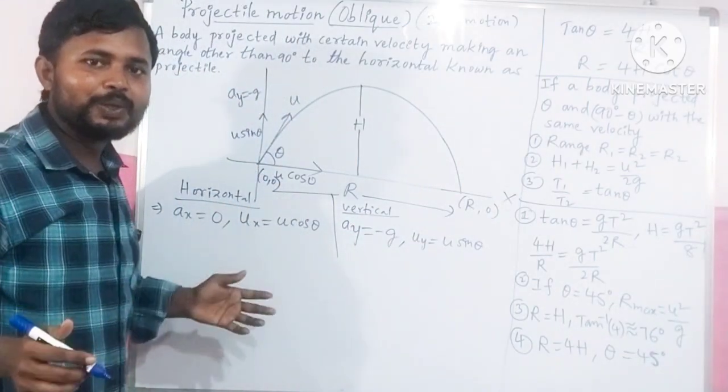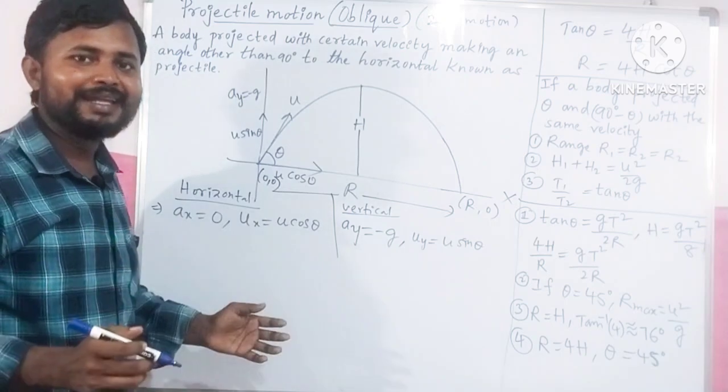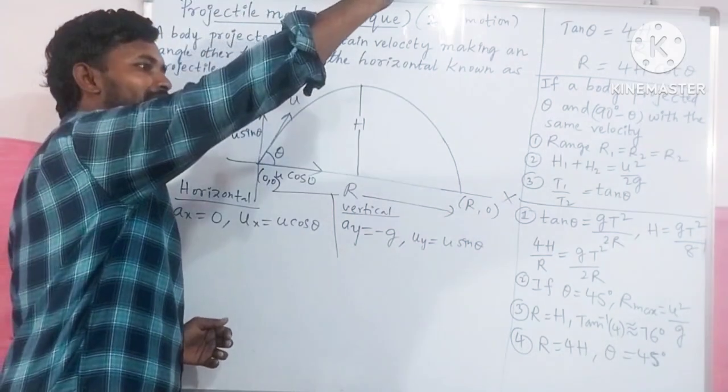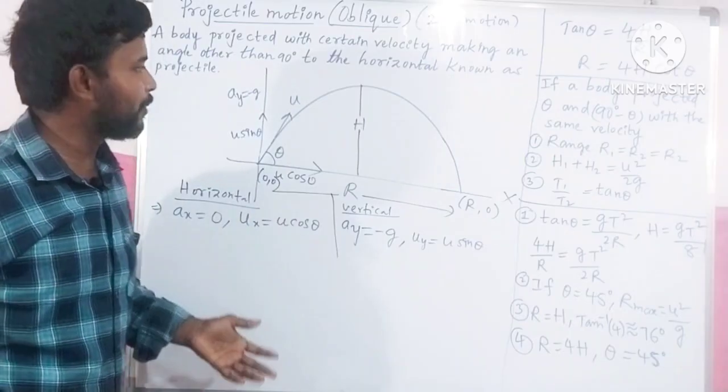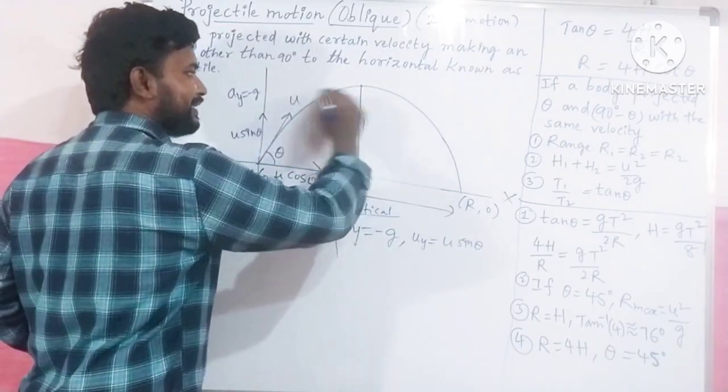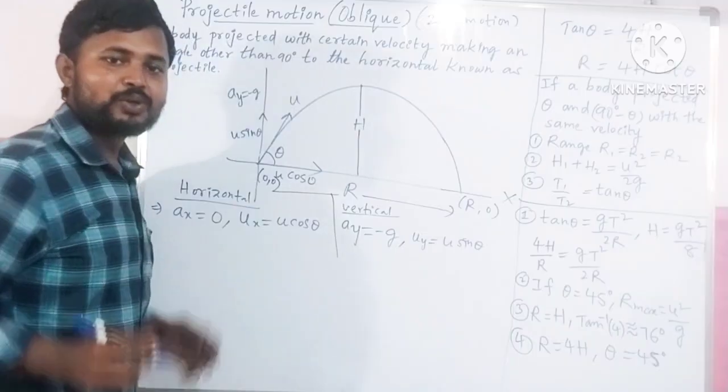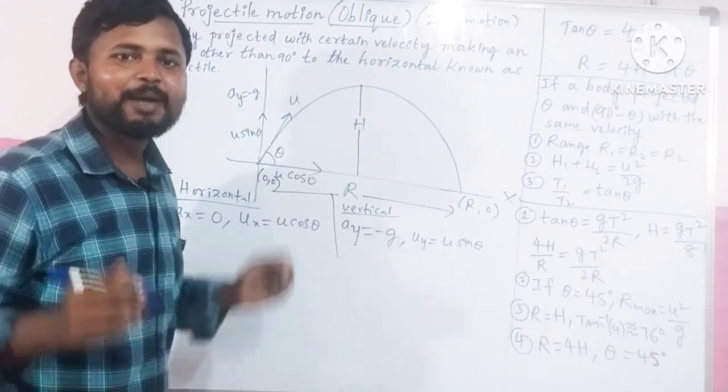When we project a body with a certain velocity making an angle with the horizontal, this total path is called a parabola path. So how can we say that it is a parabola?